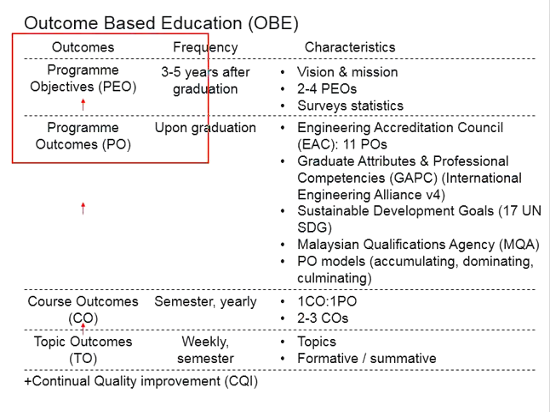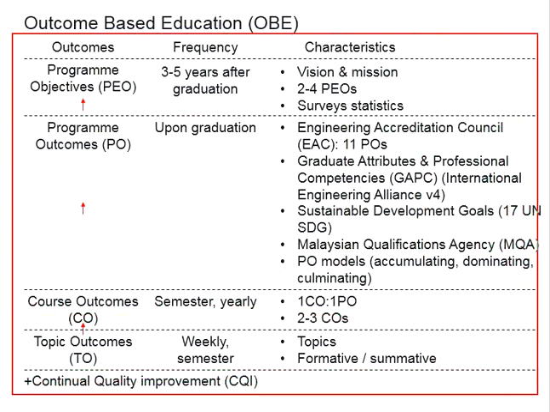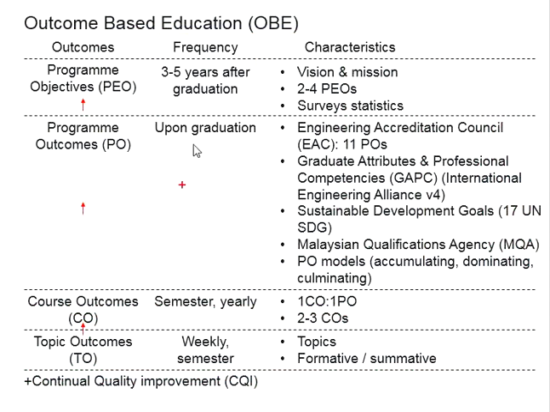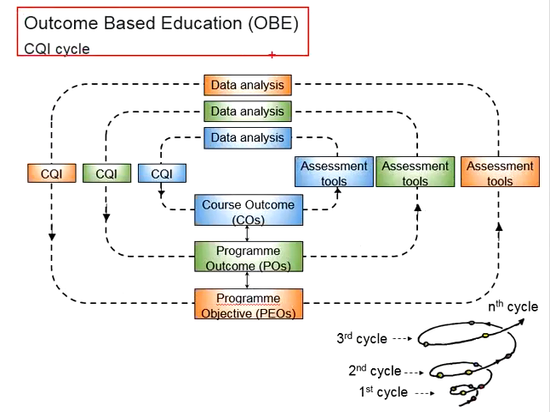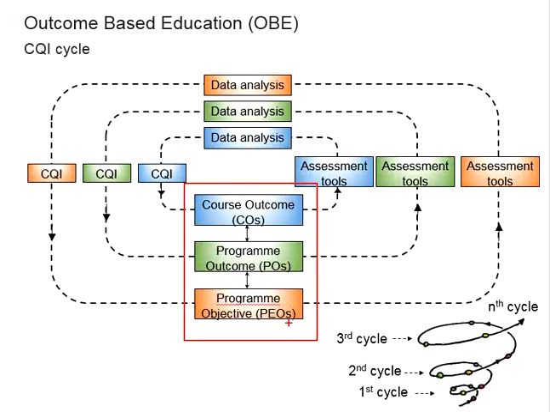This is in line with the outcomes that we have discussed in our previous videos. The course outcome shall later be brought forward to the program outcome and subsequently to the program objective. That means under the outcome-based education model, these outcomes are interrelated. Attaining the course outcome shall directly influence the attainment of the program outcome and subsequently the program objectives.